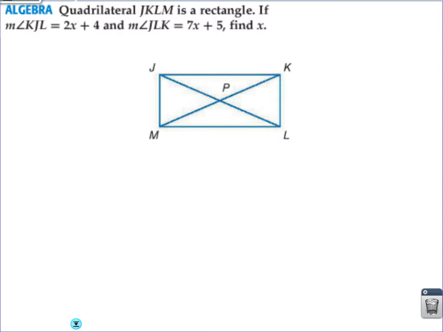Quadrilateral is a rectangle. If the measure of KJL, that would be this one, is 2x plus 4, and the measure of JLK, which is this angle, is 7x plus 5. Find x. Well, we use alternate interior angles to find 2x plus 4. Alternate interior would be these two, right? Yeah. This one and this one. Yeah, let's do that. Well, where did he come up with 90, right?